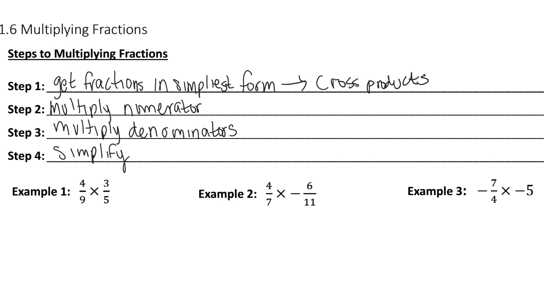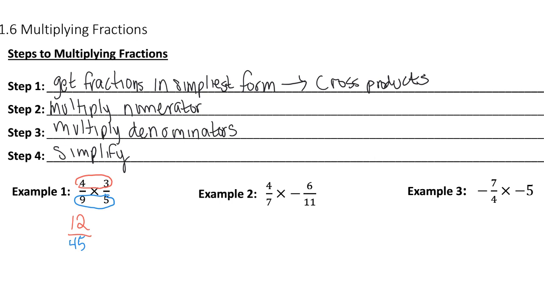We have 4/9 times 3/5. I'm going to show you cross products after I show you the straightforward way. So multiply your numerators. Multiply 4 times 3. What is 4 times 3? 12. Multiply your denominators. What's 9 times 5? 9 times 5 is 45. That's it. That's what we do.